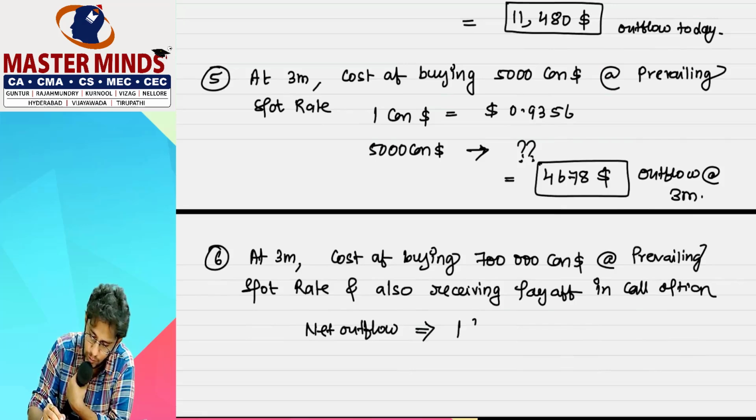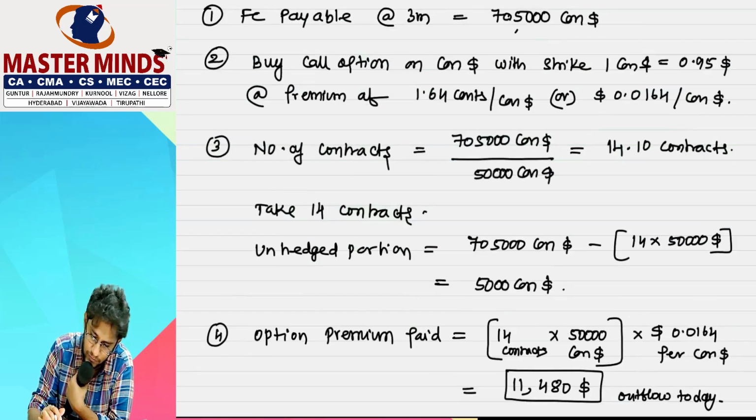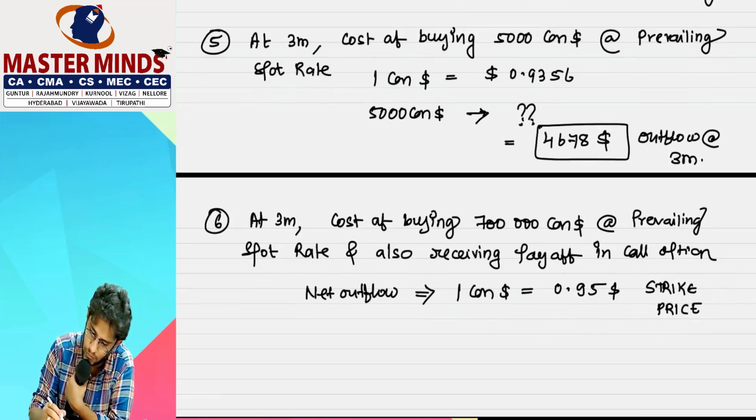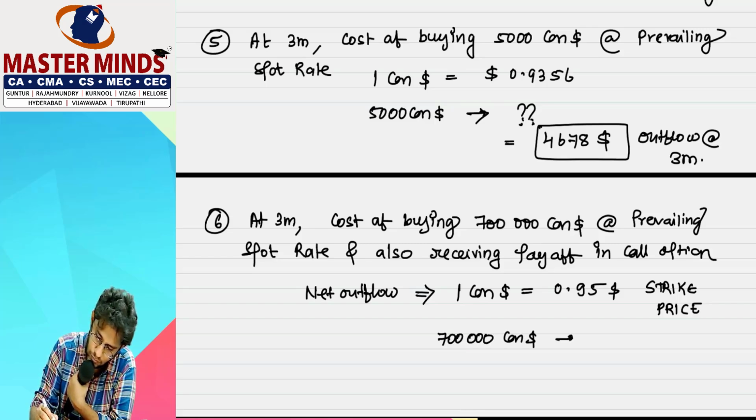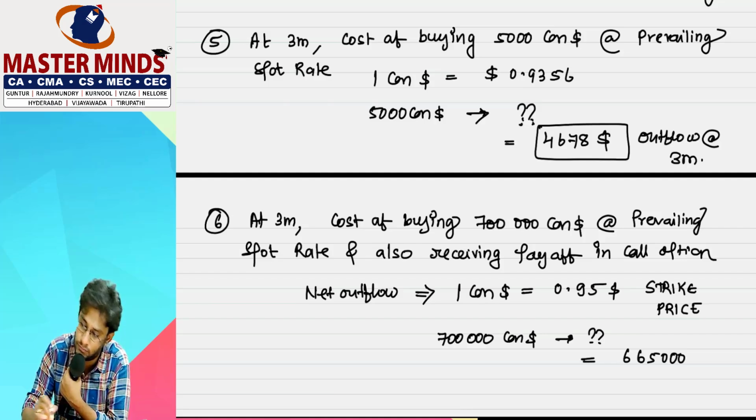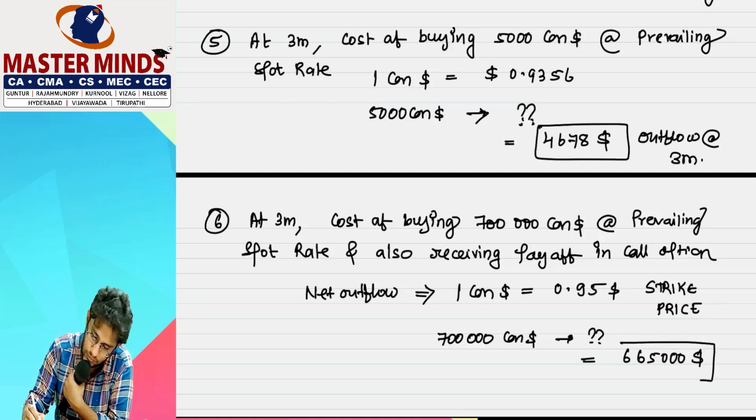Net outflow, 1 CAN dollar is equal to 0.95. $25. What is this 0.95? This is your strike price. So 7 lakh CAN dollar. 6 lakhs. Is correct? Dollars.